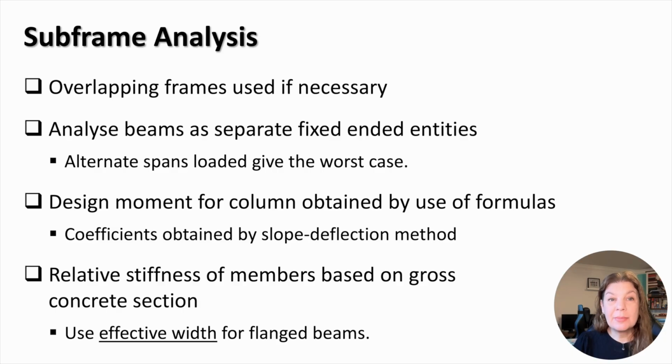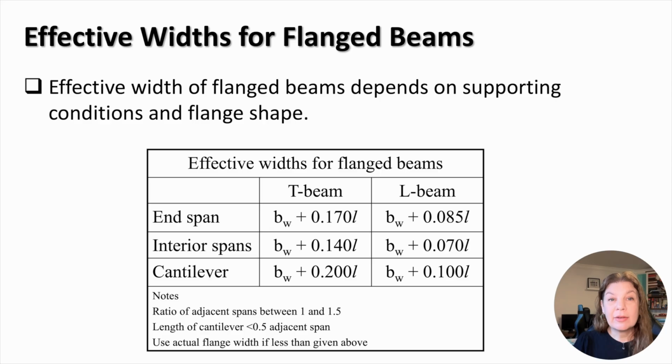Beams are analysed as separate fixed-ended entities with alternate spans loaded by the maximum and minimum loads, since such loading arrangements give the worst cases. The design moment for the column is obtained using stiffness-based formulas, where the coefficients are obtained using the slope deflection method. The relative stiffness of members is calculated based on gross concrete sections, and the geometry of flanged beams is calculated using the effective width. The effective width of the flanged beams depends on the supporting conditions and flange shape, as shown in this table.